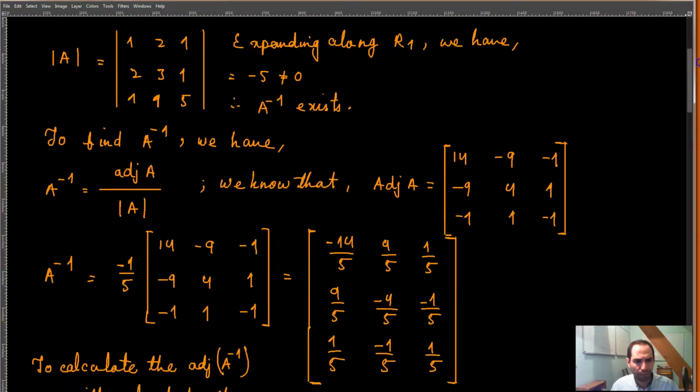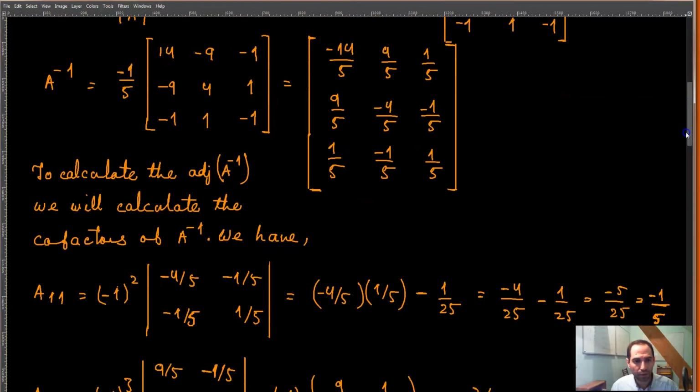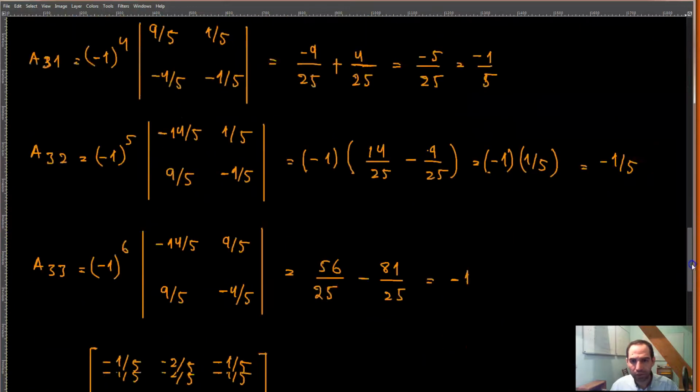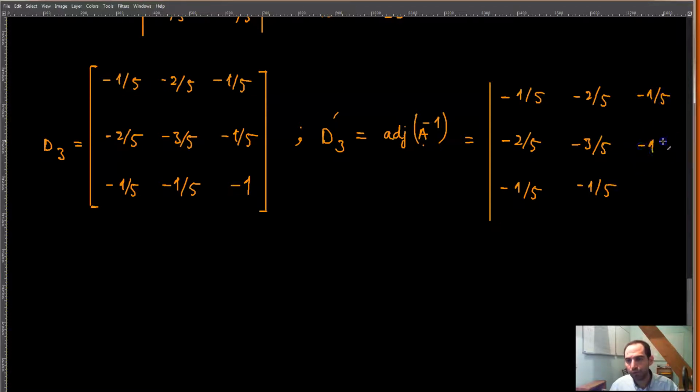I'm sorry, the adjoint of A, because these were the... to find A inverse, we know that the adjoint of A is equal to this, and then we said that to calculate the adjoint of A inverse, we will calculate the cofactors of A inverse. So these were the cofactors of A inverse. And when we put that together, that becomes the adjoint of A inverse, which is the same thing as taking the transpose of this. You get negative 1/5, negative 2/5, negative 1/5, negative 3/5, negative 1/5, negative 1/5, negative 1/5, and negative 1. And that is the adjoint of A inverse.